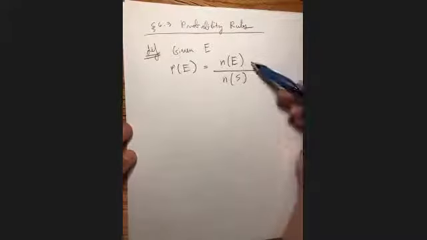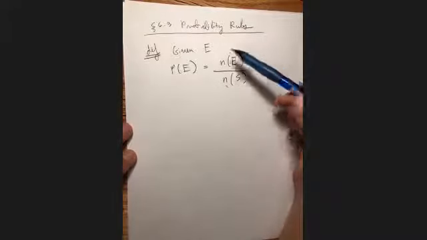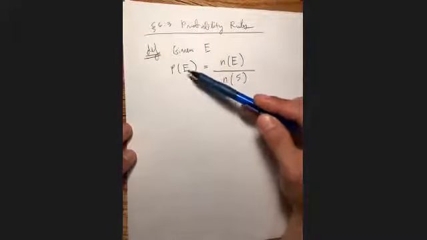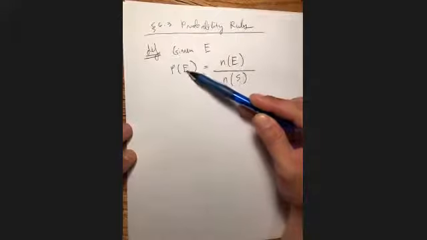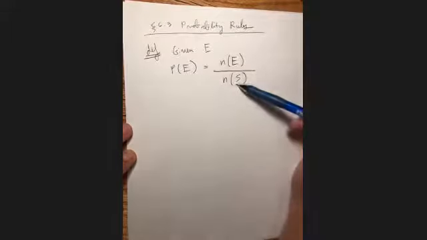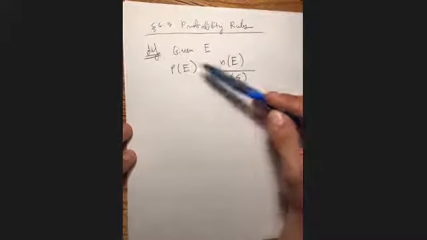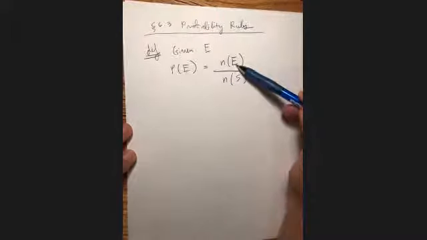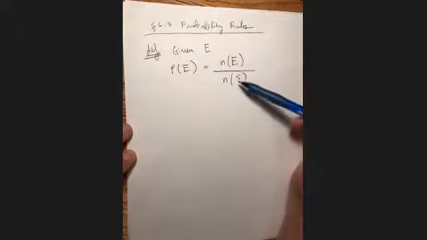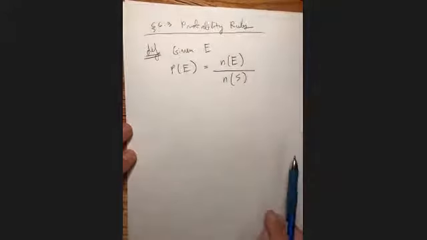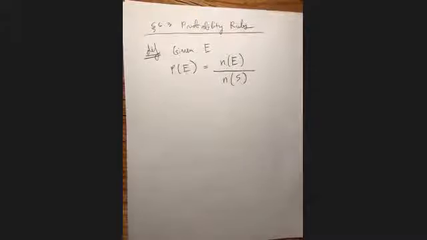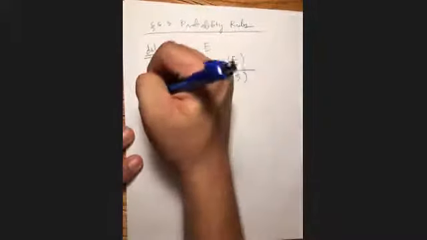So really, if you just think about these in terms of sets, all this is saying is that the probability of the event E occurring, which remember is a subset of the sample space, is the cardinality of that subset over the cardinality of the entire sample space. So it's given by that ratio. So let's look at an example.